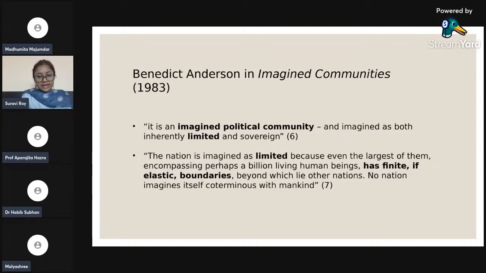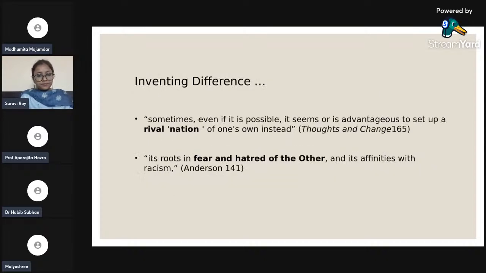I would like to refer to Ernest Gellner again. This is a different book of his called Thought and Change. Here he introduces a very interesting idea: that it is very advantageous for the formation of one nation if there is a rival nation. Beyond the borders of one nation, if there exists another nation which is perceived as the rival, it becomes pertinent to the existence of that particular nation.